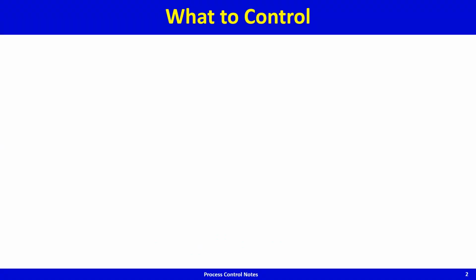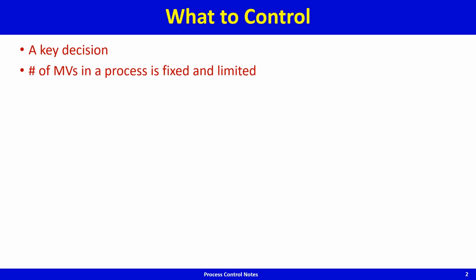Why is this question important? It's important because this is a key decision in the design of the control system, and this decision has to be taken because the number of control degrees of freedom or manipulated variables that you have in a process is fixed and limited, and therefore the number of process variables that you can control and regulate is also limited. This puts a limitation on the number of process variables that can be controlled.